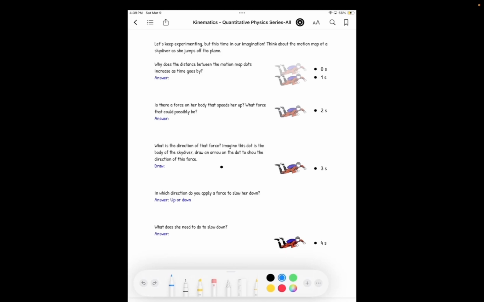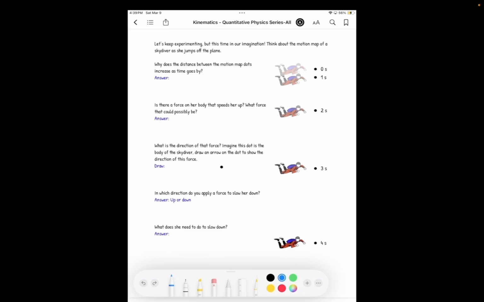So why do you think that happens? What is the difference between this motion map and the motion maps that we just described before? Well, this one, the dots are differently spaced out. Mm-hmm. But why do you think they are differently spaced out? Or why do you think this person is actually moving faster and faster as a function of time? Because there's a force acting on it. Oh, very good. Okay, so what kind of force is that, do you think? The gravitation. Yeah, so this is the gravitational force.